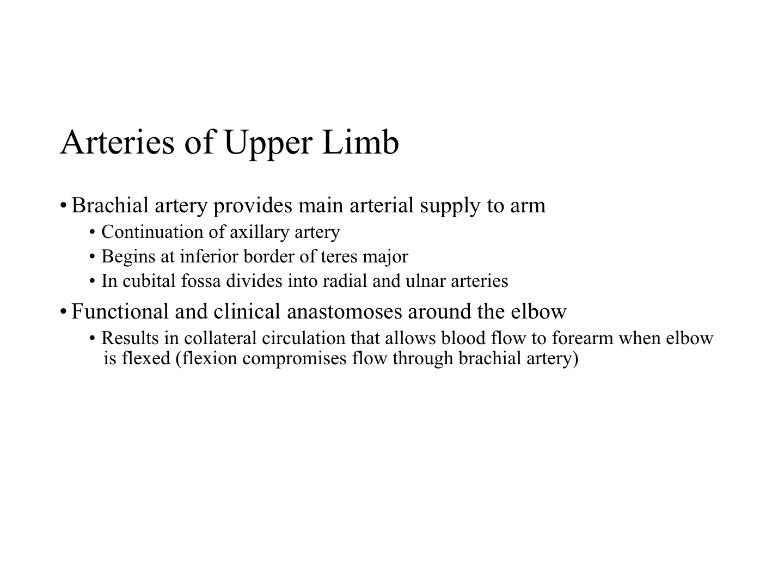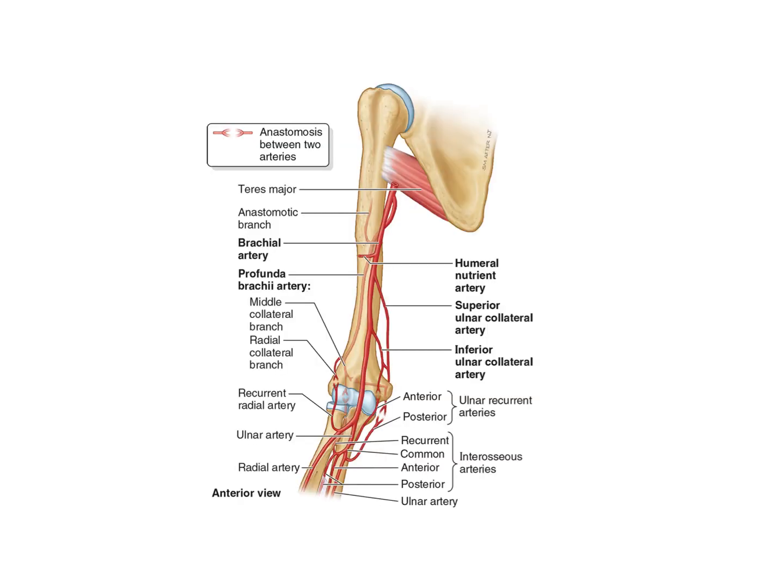The brachial artery is functionally and clinically important because its branches anastomose and surround the elbow. This results in a collateral circulation that allows blood to reach the forearm even when the elbow is flexed, because when the elbow is flexed, it compromises the flow through the terminal part of the brachial artery. So this collateral circulation allows blood to flow into the structures of the forearm, even if the elbow is bent. This diagram illustrates the anastomoses of arteries from the brachial artery surrounding the elbow joint and going into the forearm.